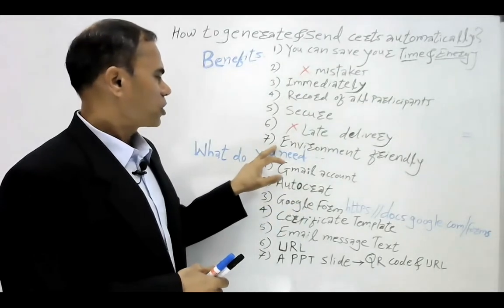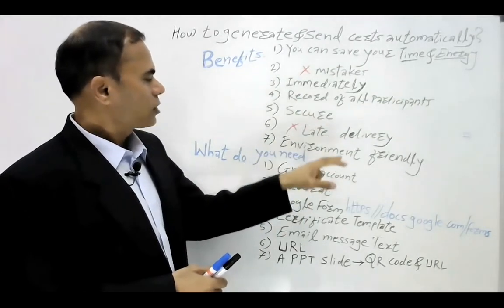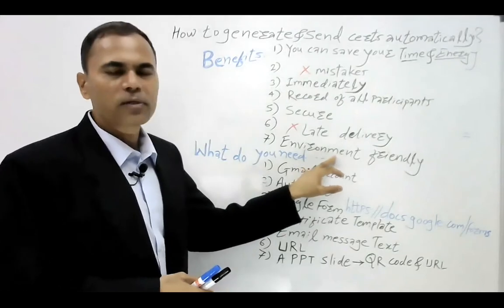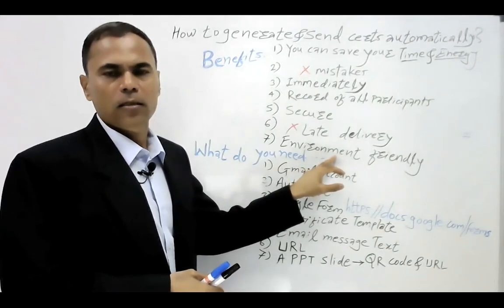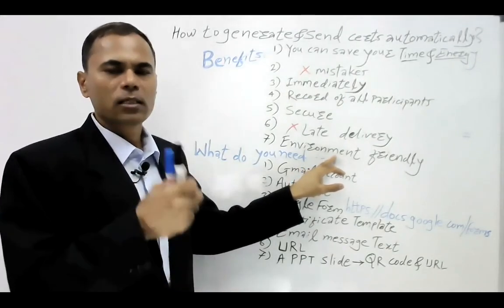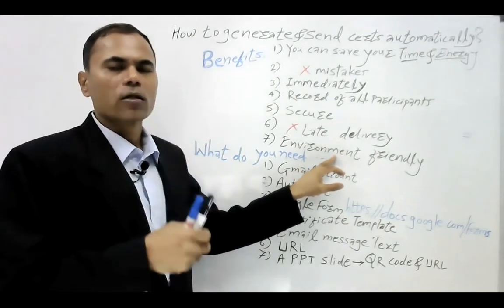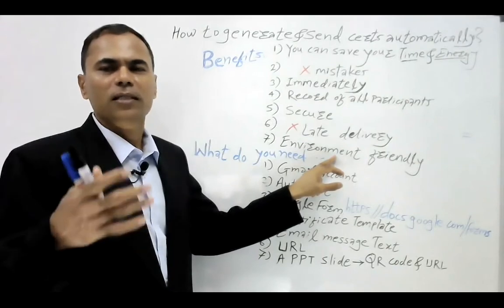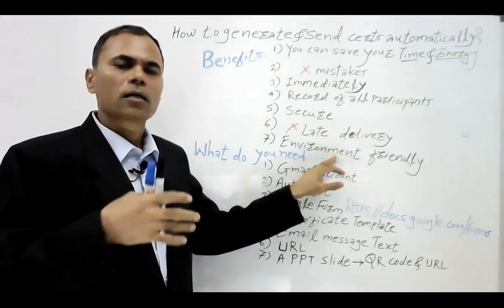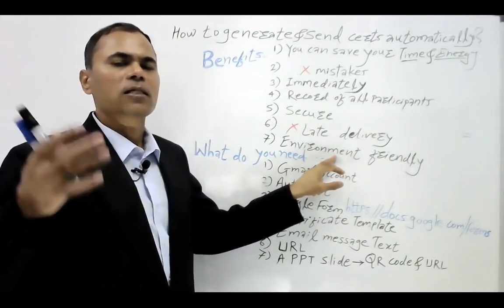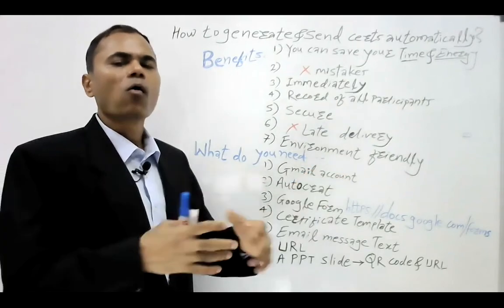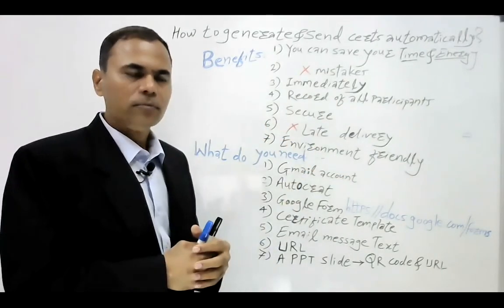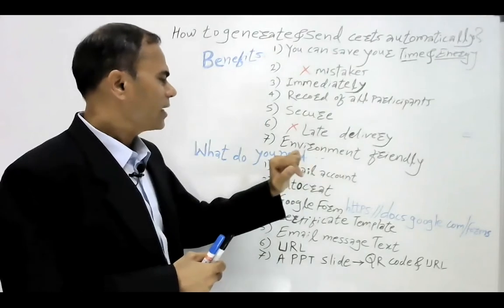This one is most important because this whole exercise is environment friendly. You just think about globally, if all the organizing committees of the workshops, webinars, conferences, and colloquiums are generating and sending e-certificates automatically, how much paper we can save. So this one is environment friendly.